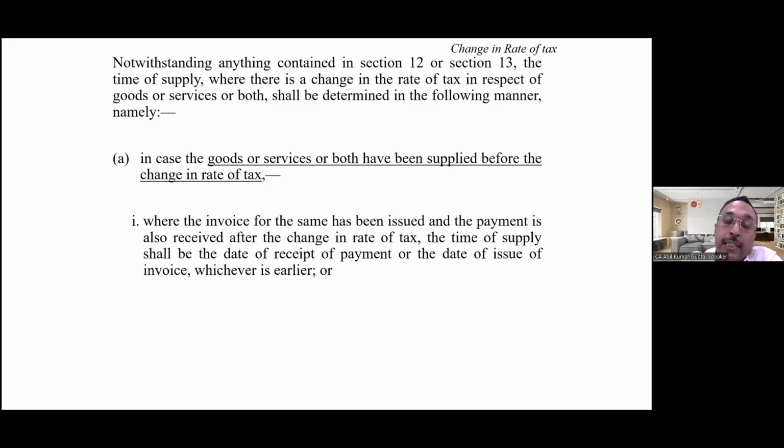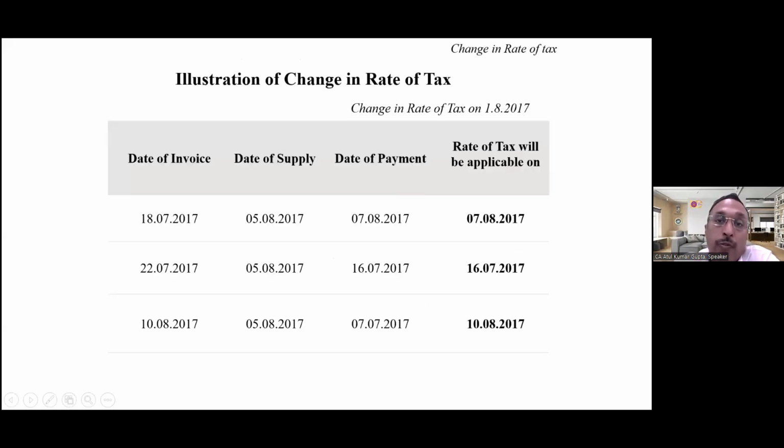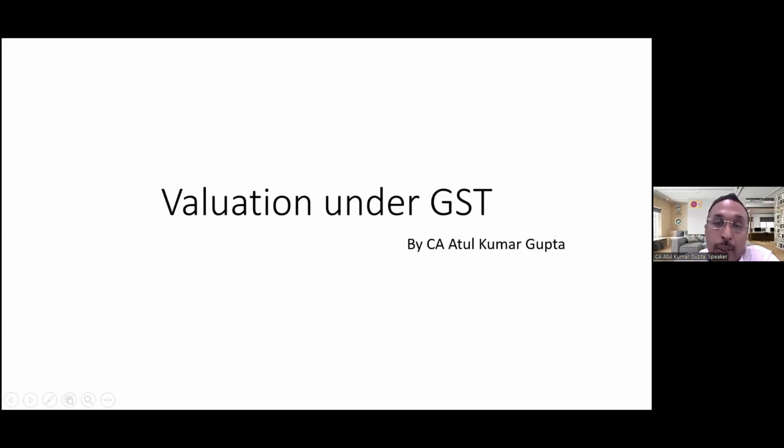So if the rate is changing on a particular date and two of the activities are performed prior to that date, then the old rate will be applicable. But if two activities out of the three are performed after the implementation of the new rate, in that case, the new rate will be applicable. So my dear friend, this is the easier way for all of us to understand how we have to tackle a situation whenever there is a change in rate of tax.